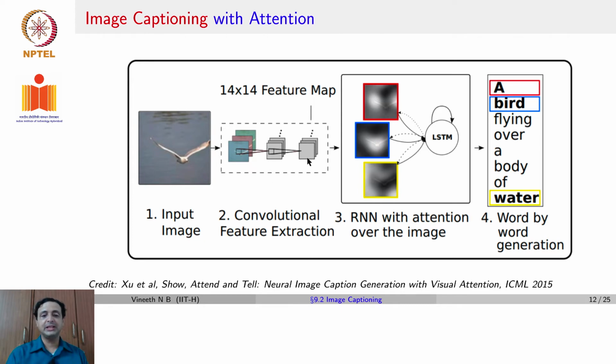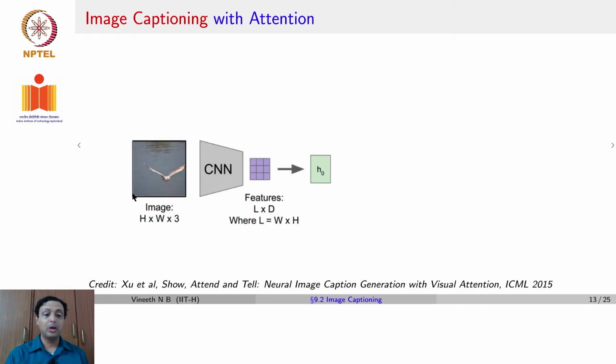Let's now try to see how the RNN with attention is performed in this particular method. Given an input image whose dimensions are h cross w cross 3, you give that as input to a CNN, and the feature map after a particular convolutional layer, let's assume, is L cross D, where L is W cross H.